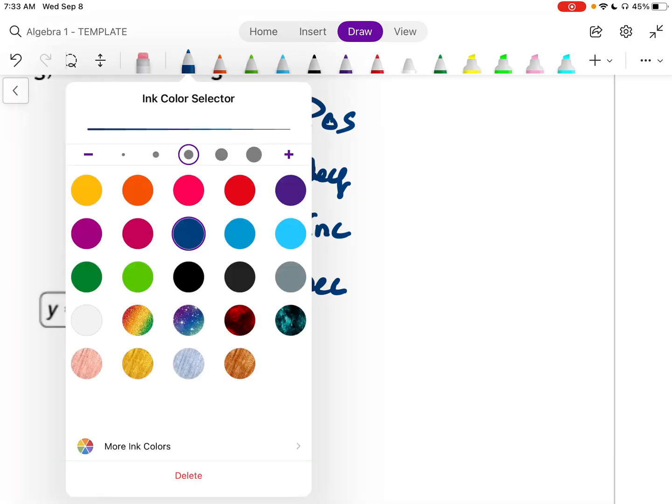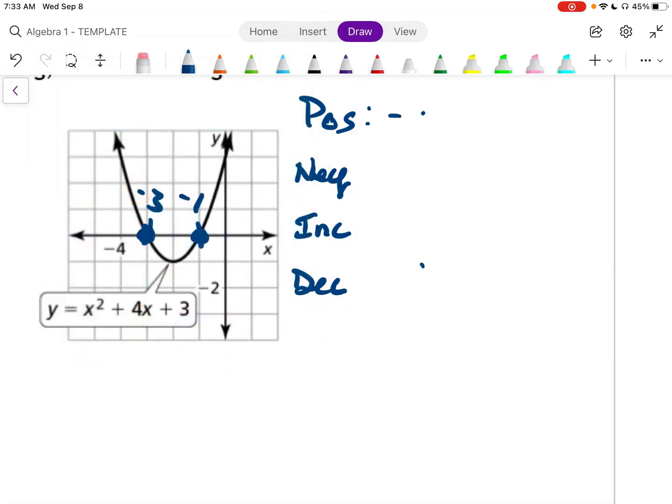So it starts off positive at negative infinity. Then we get to x, and then we have -3. And then it goes negative, and I'll go ahead and write that now. We have -3 less than x less than -1. And then it goes back to positive, -1 less than x less than infinity.